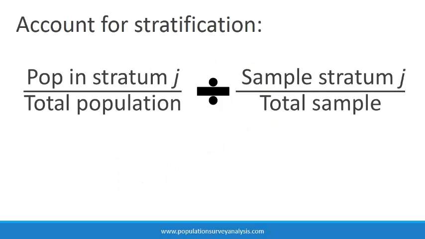We account for stratification by weighing the observations in a given district by the ratio of proportion of district population represented in the sample versus the underlying population.